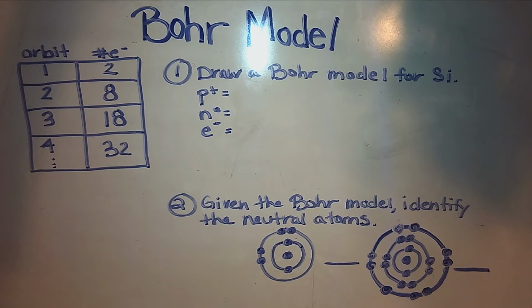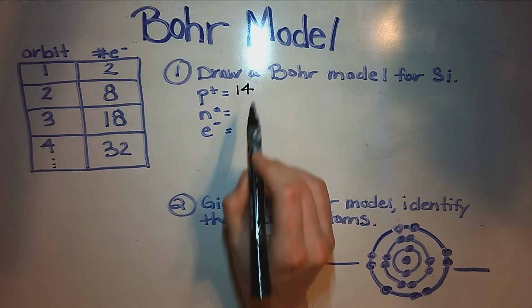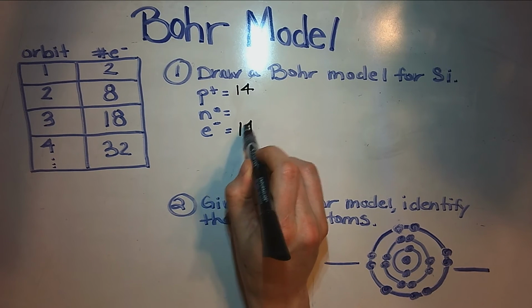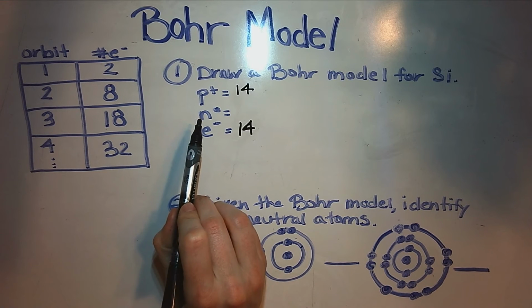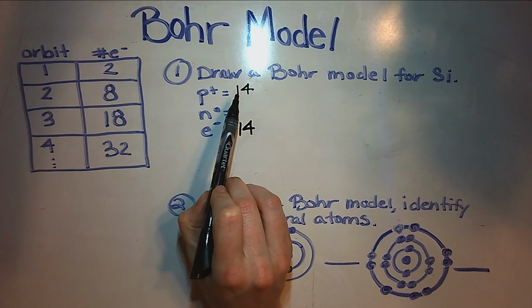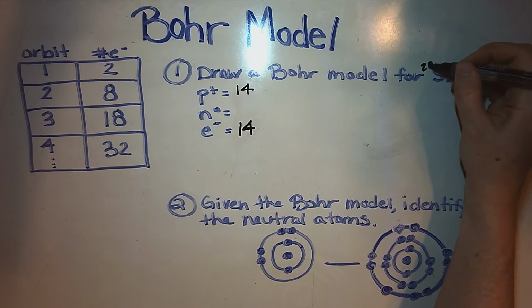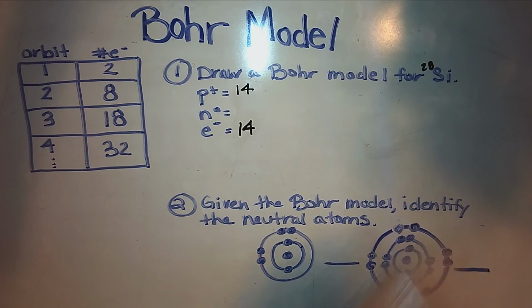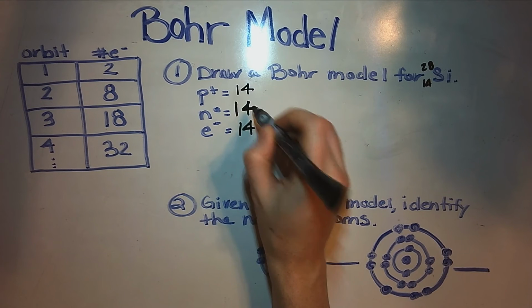So your first step is to figure out the number of protons, neutrons, and electrons. So silicon has 14 protons and 14 electrons. I found these from the atomic number on the periodic table. For the number of neutrons, I'm going to round the mass number to the nearest whole number and subtract out the atomic number. So silicon's mass number is 28. So 28 minus 14 gives me 14.